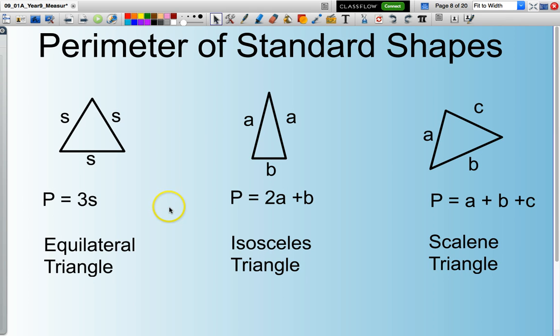These are the standard formulas for triangles. It's effectively the length around all 3 sides. Equilateral triangle will just be 3 times S. Isosceles, 2 times the A plus the length of the B, the base there. And a scalene, where all 3 sides are different, A plus B plus C. Again, it's just the length around our two-dimensional shape.